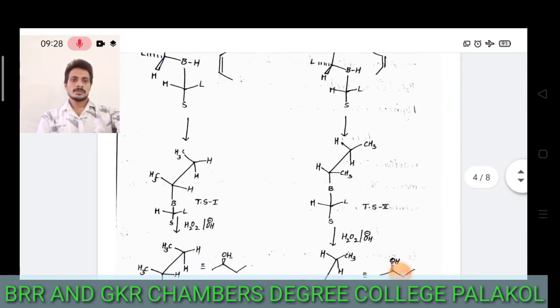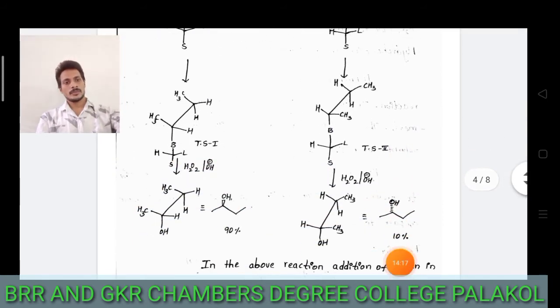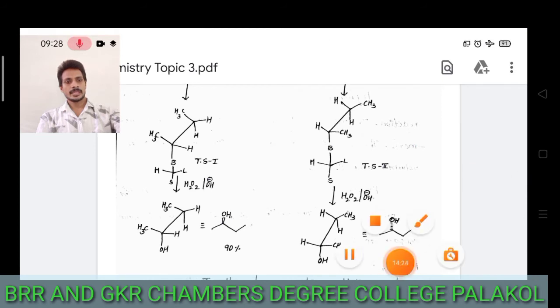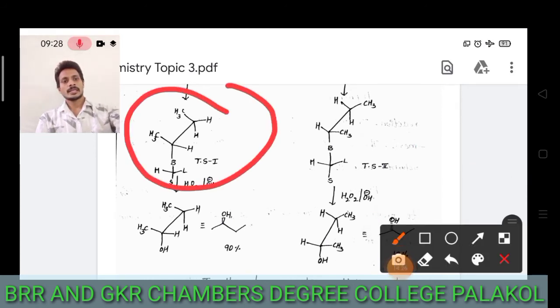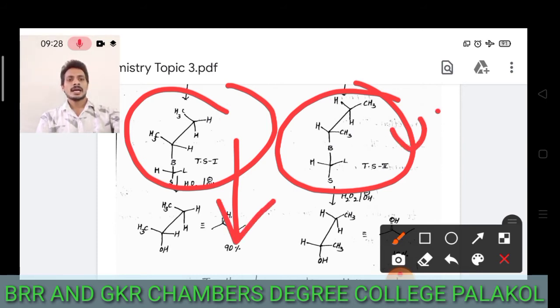Observe that on addition of boron to alkene systems, we get two different transition states. In the transition state having lower energy, correspondingly we get a higher yield. The more stable transition state gives 90% of the R isomer, and the unstable transition state gives 10% of the S isomer.